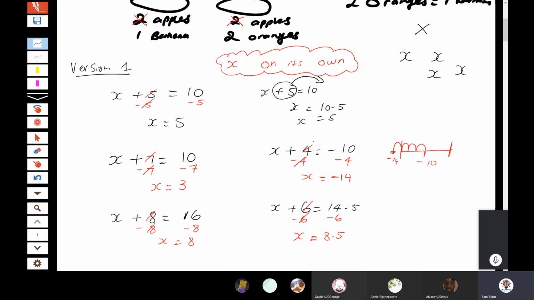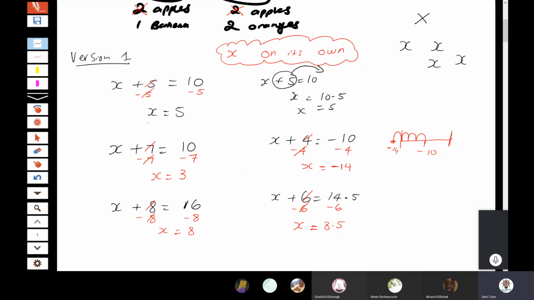Until I get rid of the 4. Until I get rid of the 6. Until I got rid of the 8. Do you get what I'm saying by that? Because it is confusing. It's your first time learning algebra, so it is weird. I understand. But can you see how X is now on its own, whereas it wasn't on its own at the beginning? Adele, all good?